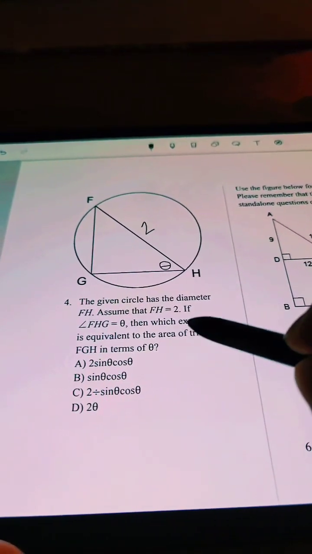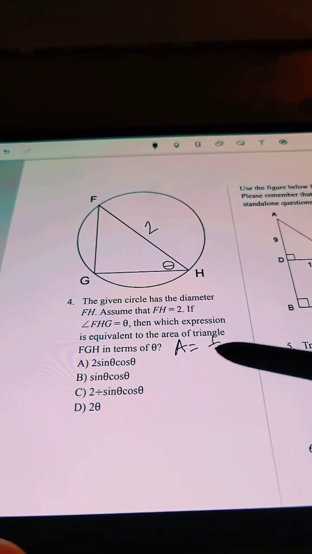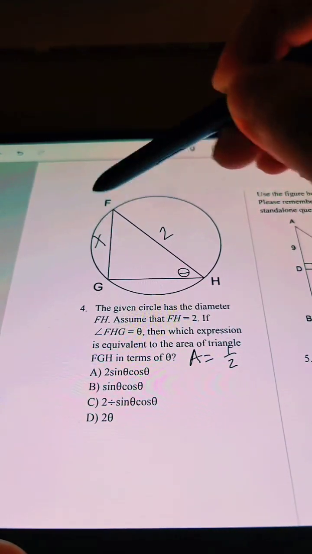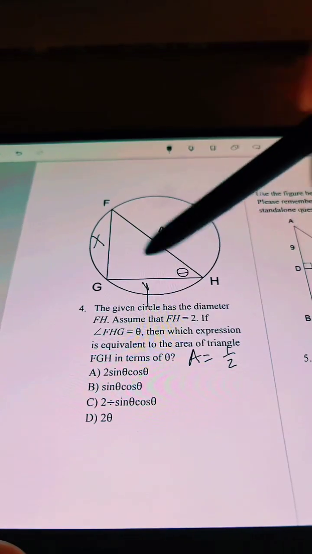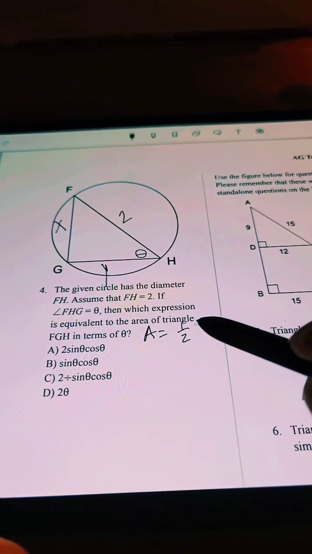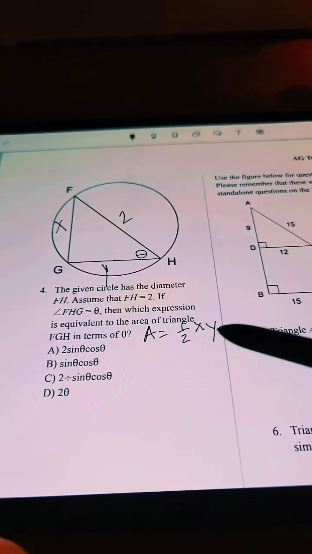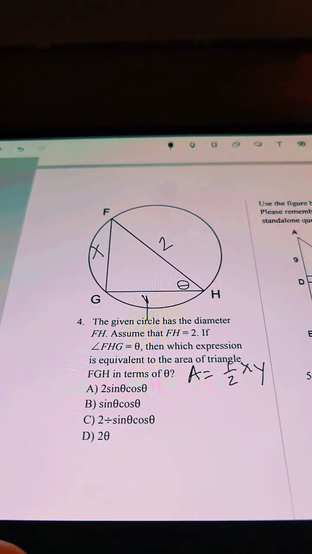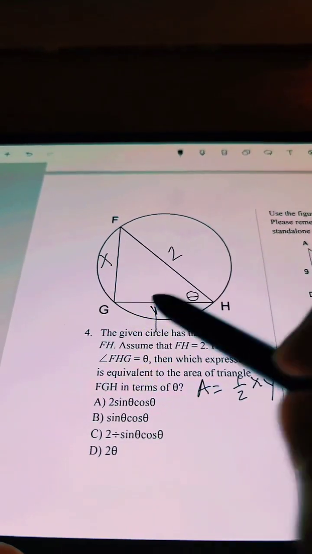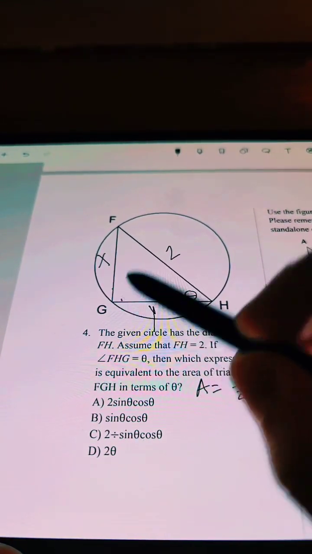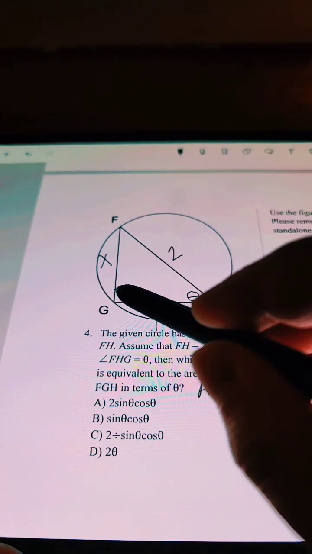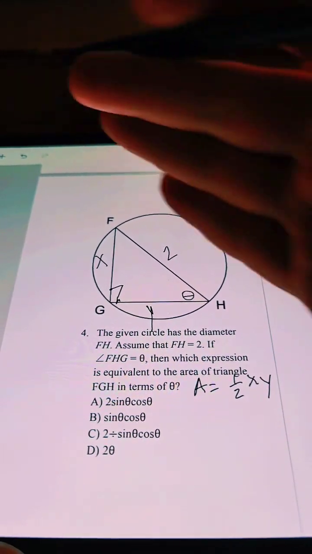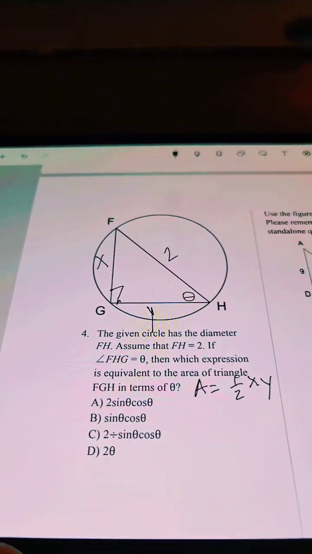So remember, area of a triangle is equal to half of the base times height. Let's call the base and the height x and y respectively over here. So we'll say that it's half of x times y that would give us the area of this triangle. Now, this is a right triangle. And I know that because this is the diameter right here. So it's half the circle that we're talking about over here.